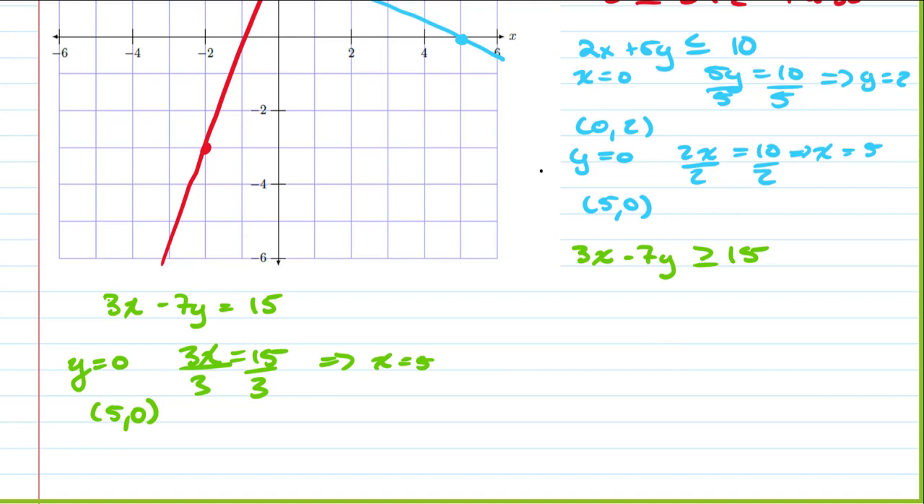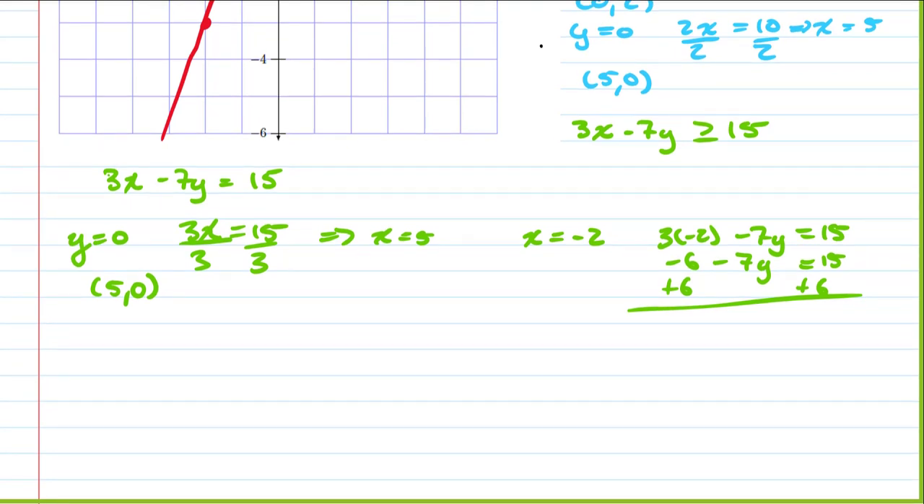So, let's see. What if we pick x to be negative 2? If I do that, I get 3 times negative 2 minus 7y equals 15. So that's negative 6 minus 7y equals 15. I add 6 and I add 6, and that gives me negative 7y equals 21, which negative 7 divides into evenly. We get y equals negative 3. So that gives us the point negative 2, negative 3.